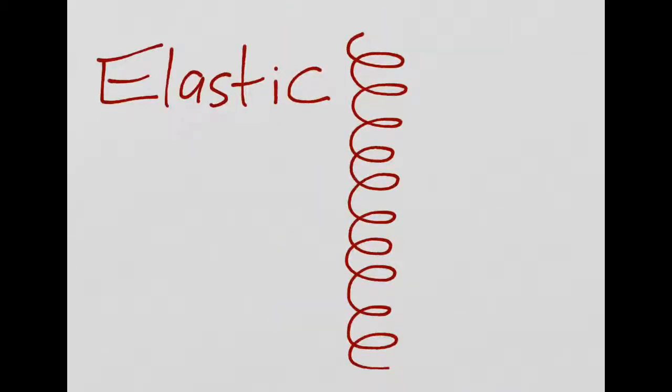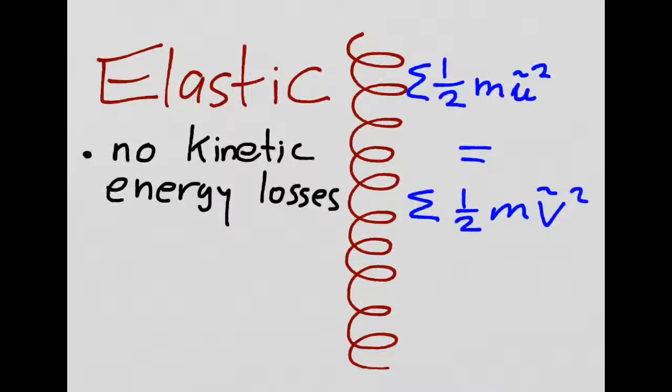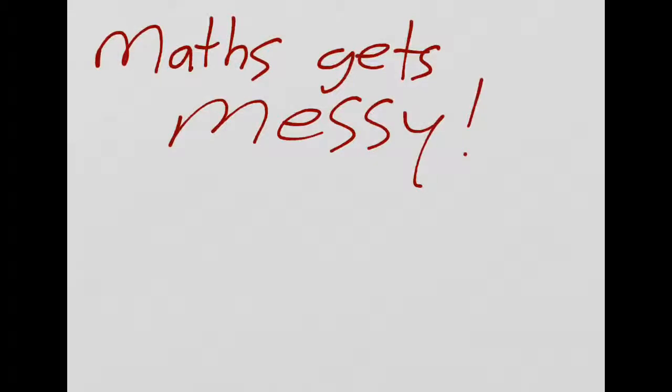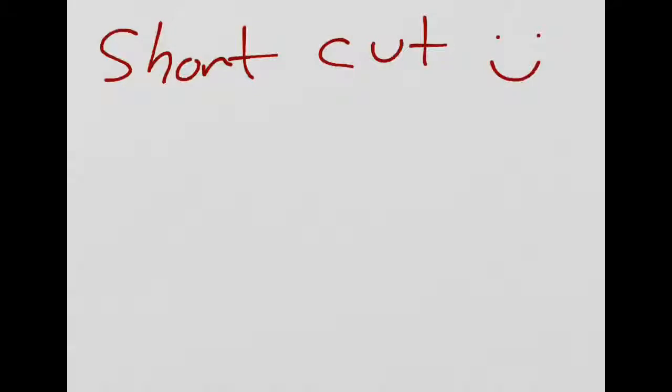An elastic collision is perfectly springy, so none of the kinetic energy is lost as heat or sound or squishing up in deformation or anything like that. One way of recording this would be to say that the sum of the kinetic energies beforehand, the sum of half m u squared, would be equal to the sum of the kinetic energies afterwards, which would be half m v squared. To do this from first principles, the maths gets really messy. Thankfully, there is a shortcut.